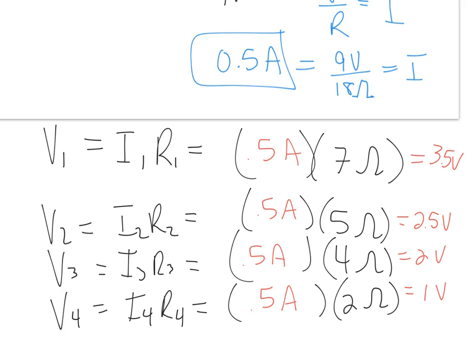What else validates those 4 answers? Figure it out. It's not obvious. What else makes you feel comfortable about those 4 answers you just got for voltage? 3.5, 2.5, 2, and 1. Joe, what do you got? Well, when you add up the voltage, you get 9 volts.